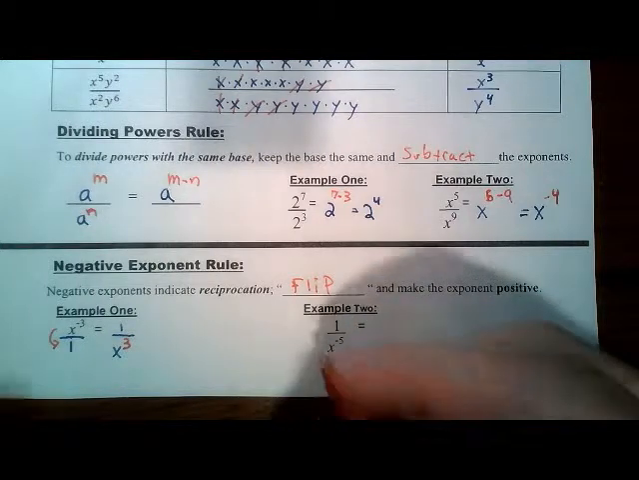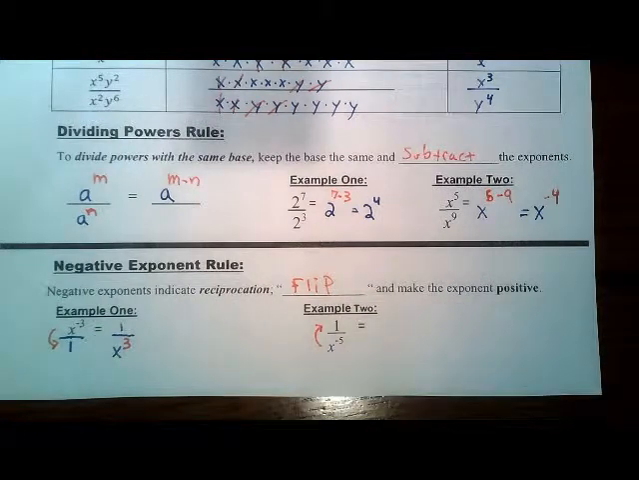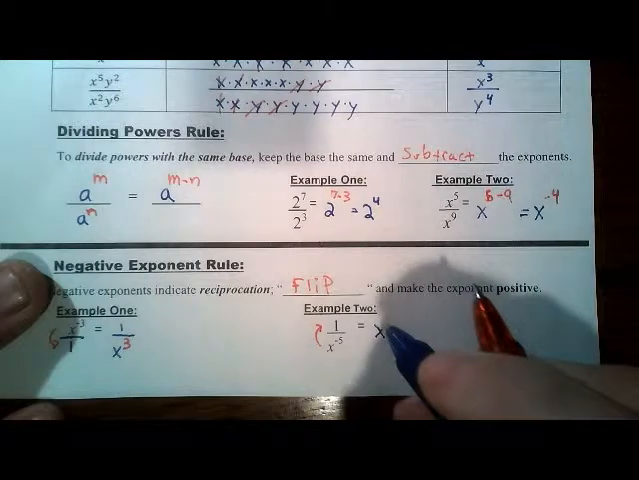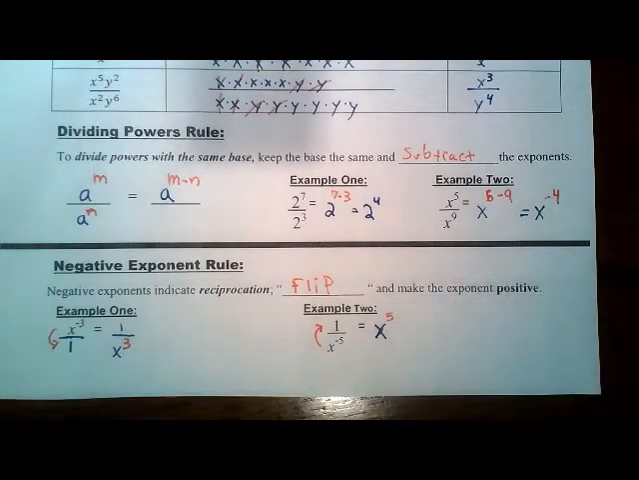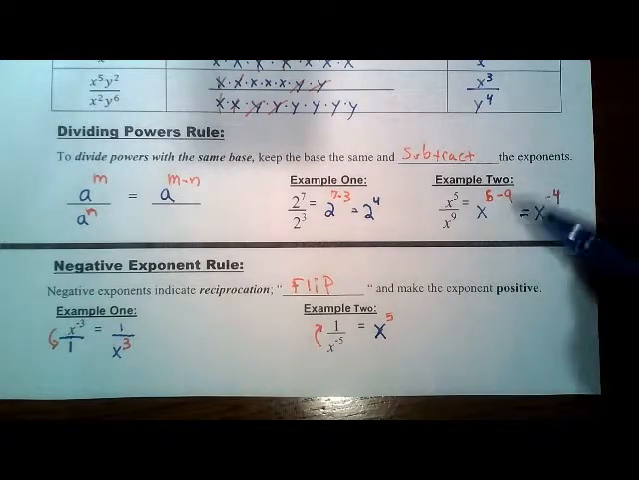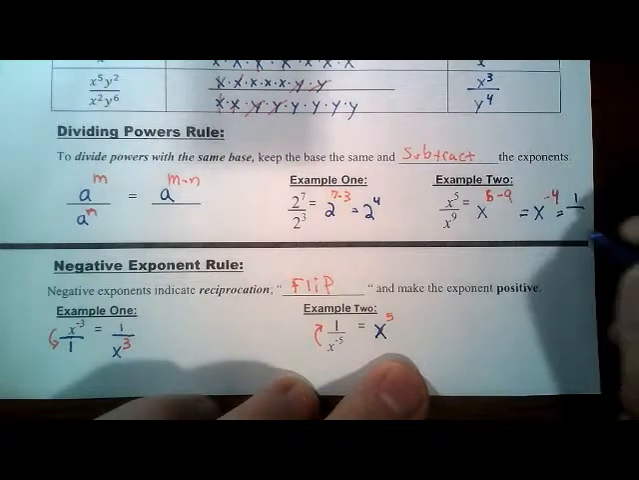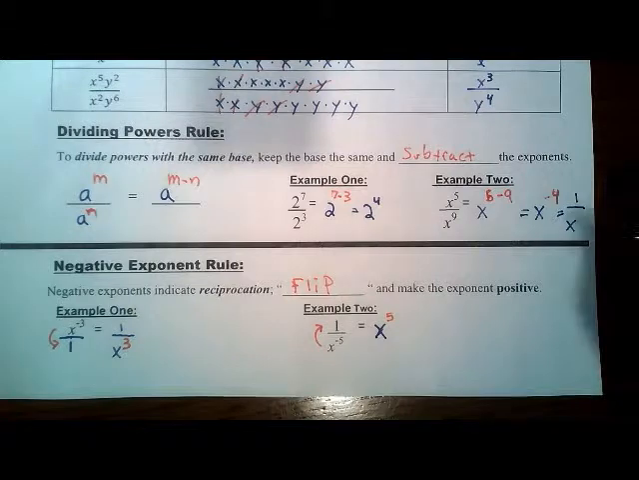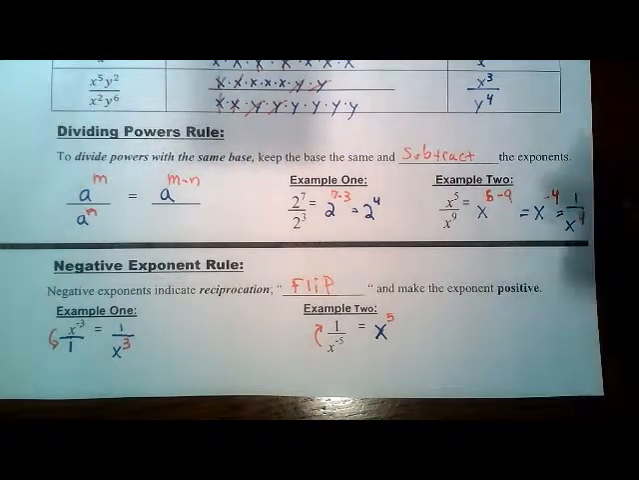This one here, you'd flip it up. It would become x to the positive 5. So if I have this one that says x to the negative 4, that's really going to be 1 over x to the positive 4. So it kind of combines some of the properties there.